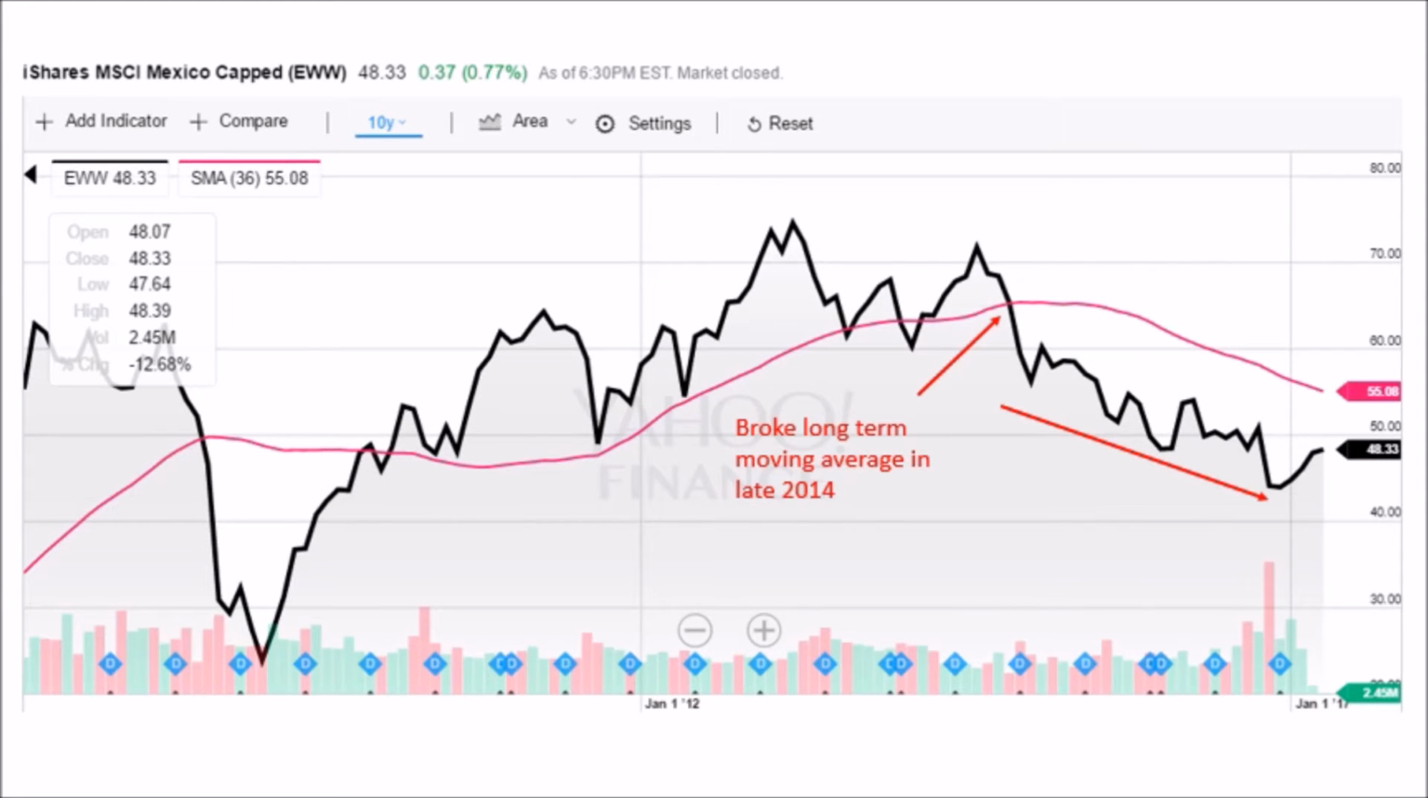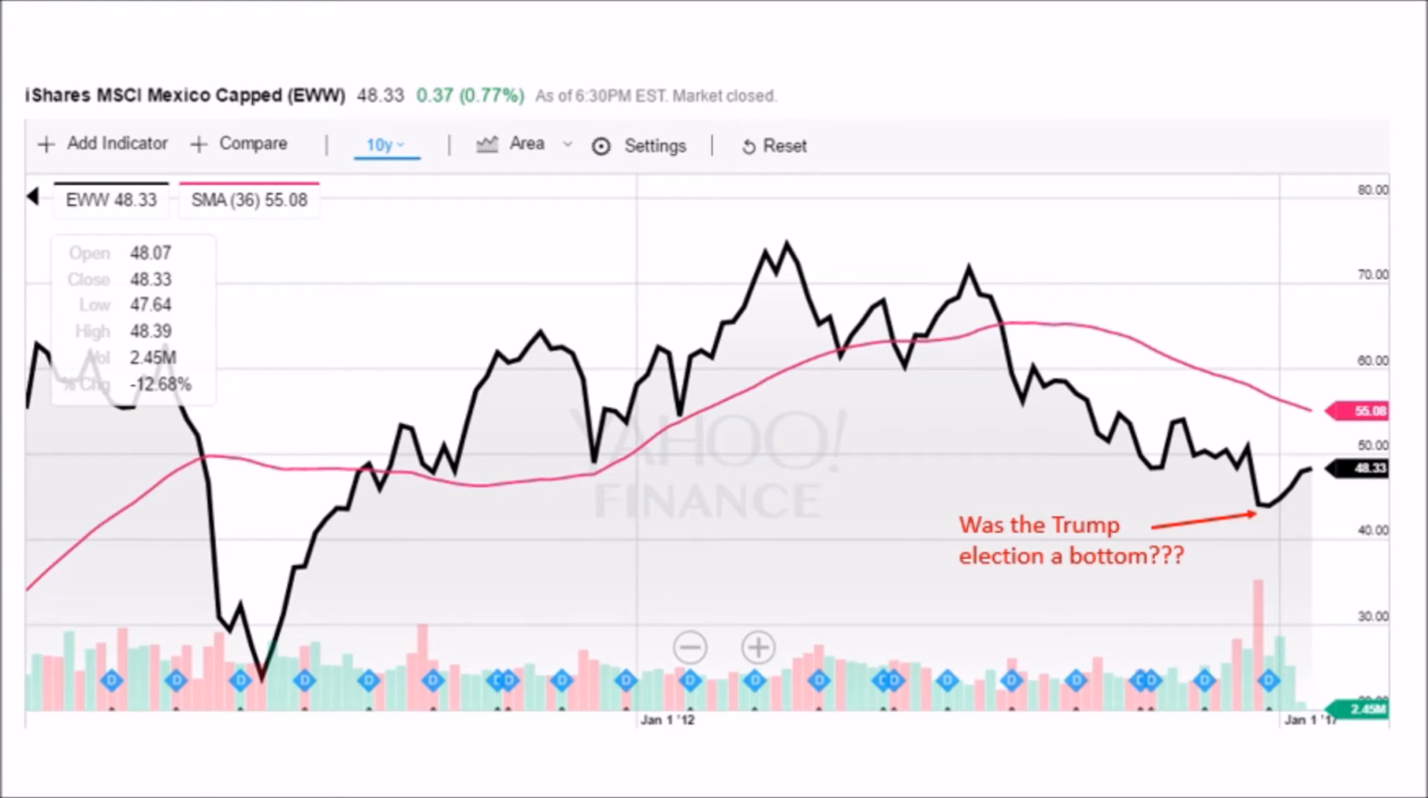It wasn't until late in 2014 that EWW broke hard below its 3-year moving average, and then you can see over the past couple years it's been in a long-term downtrend. And so the million-dollar question is, was the November 2016 election of President Trump the bottom point for EWW, or will it continue to slide?